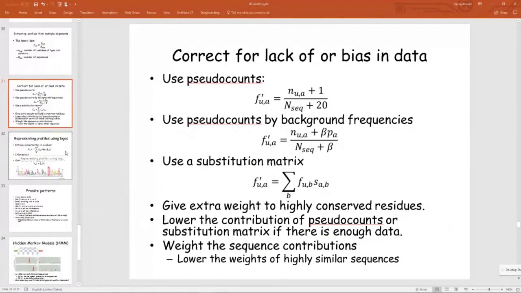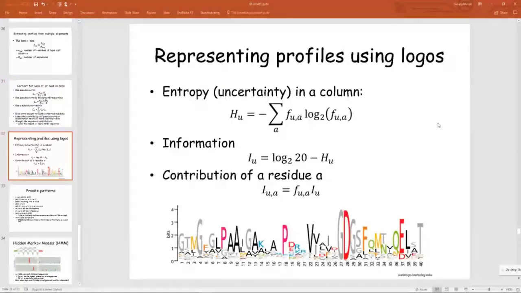Once we have the position-specific scoring matrix, that itself can be used as a summary of the family of proteins, and given a new protein, we can ask the question, does it fit with that family? And based on that probability, we can say yes or no.